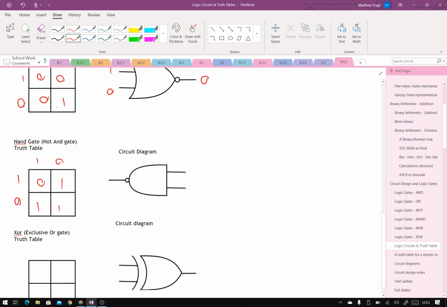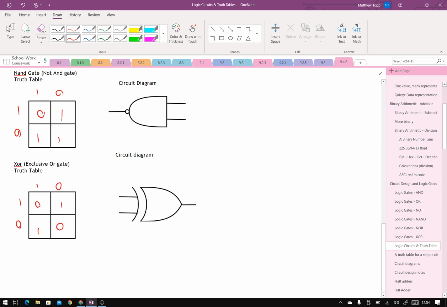An exclusive OR gives you one of each. Right? That's all there is to it. I'm going to keep it as simple as that. I'm going to stop the recording somehow. Magic.